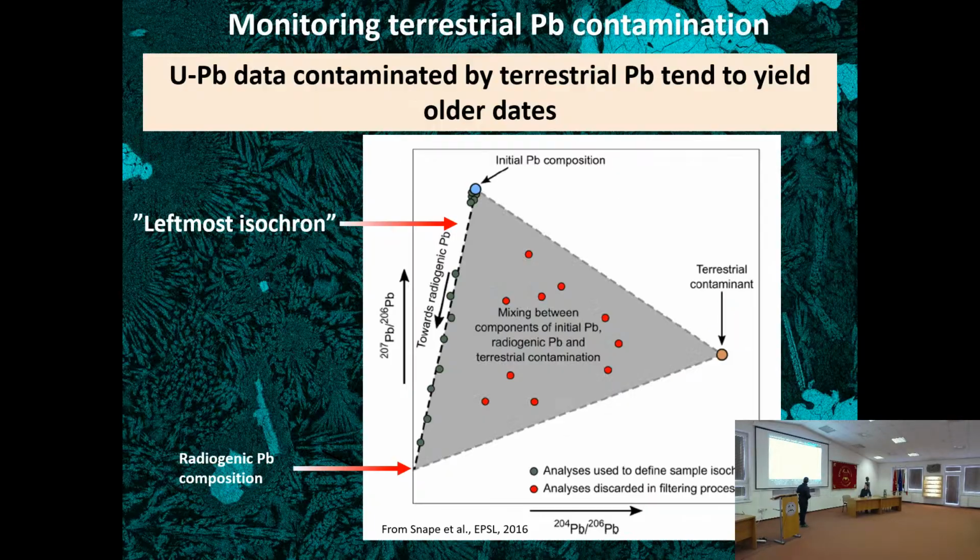We call it the leftmost isochron. That's the data that are not contaminated by terrestrial lead. And then using this data, we can calculate accurate, precise ages.